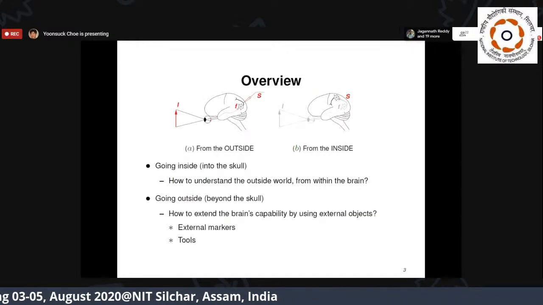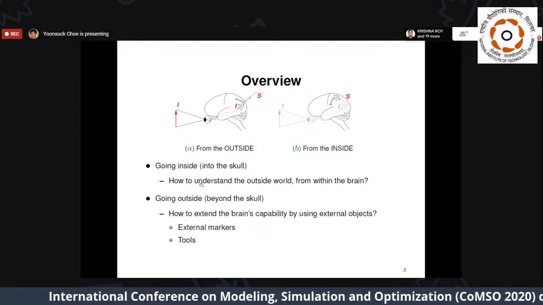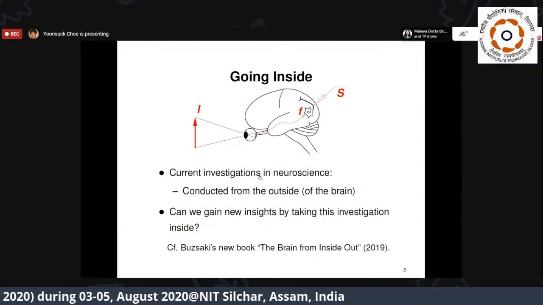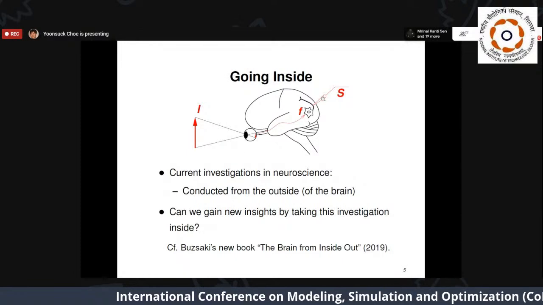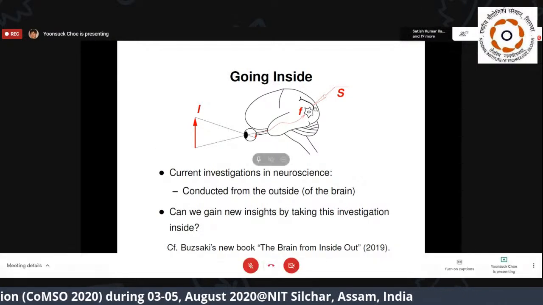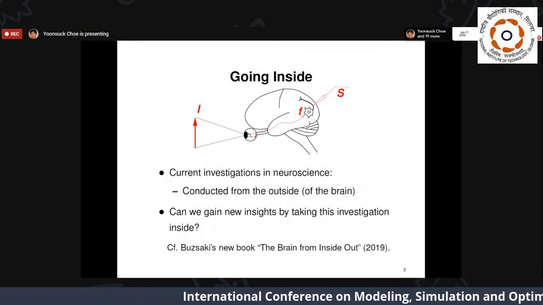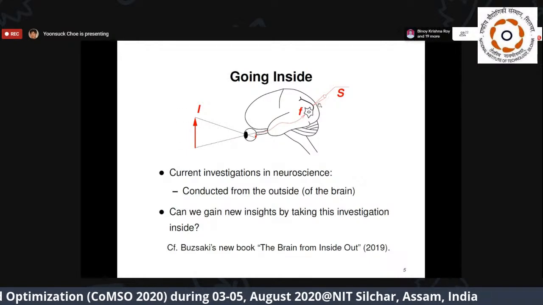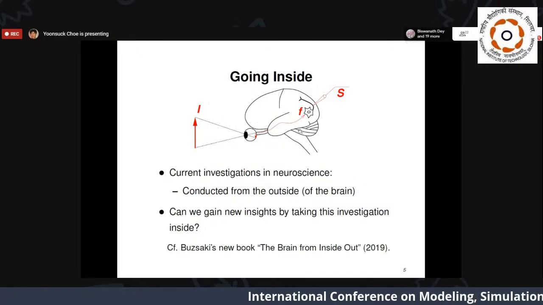The first part, broadly categorized as going inside, would be about this internal understanding. There'll be two big parts with three major topics. Current investigation in neuroscience, in a very limited sense, can be depicted like this figure here. You present some input, insert an electrode into the brain, and measure the electric current or the change in voltage across the membrane. That will allow you to see what kind of input in the environment your neuron responds to. But this is, of course, conducted from the outside. You are studying someone else's brain or some other animal's brain.